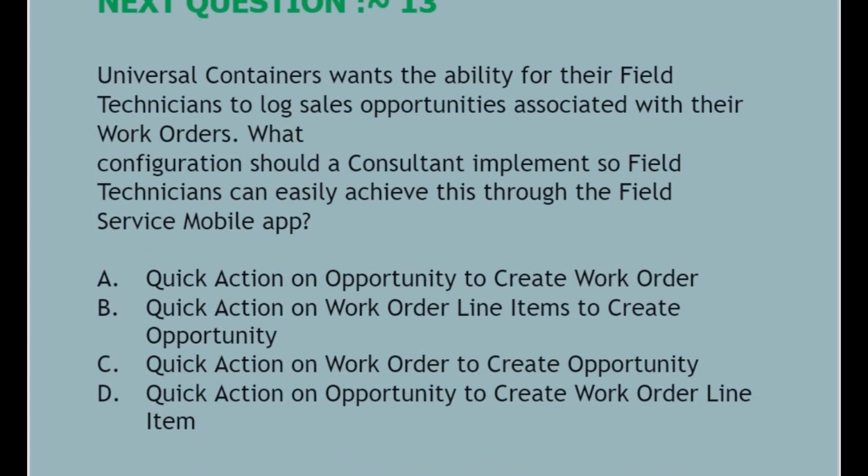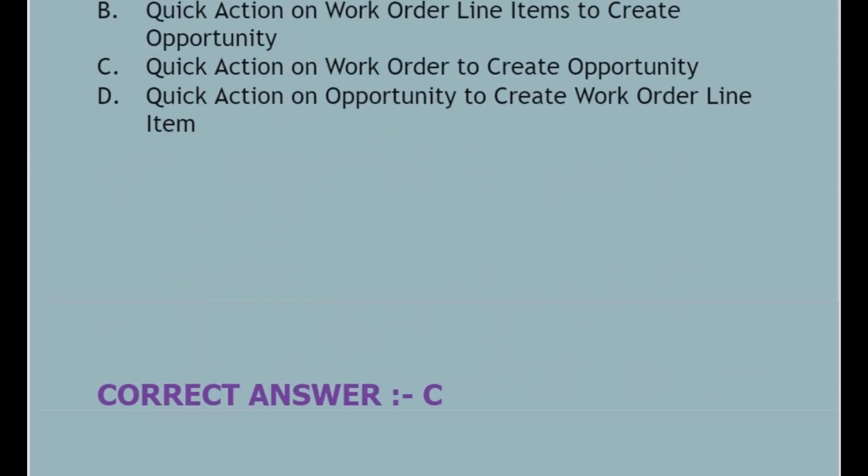Option A. Quick action on opportunity to create work order. Option B. Quick action on work order line items to create opportunity. Option C. Quick action on work order to create opportunity. Option D. Quick action on opportunity to create work order line item. Correct answer is option C.